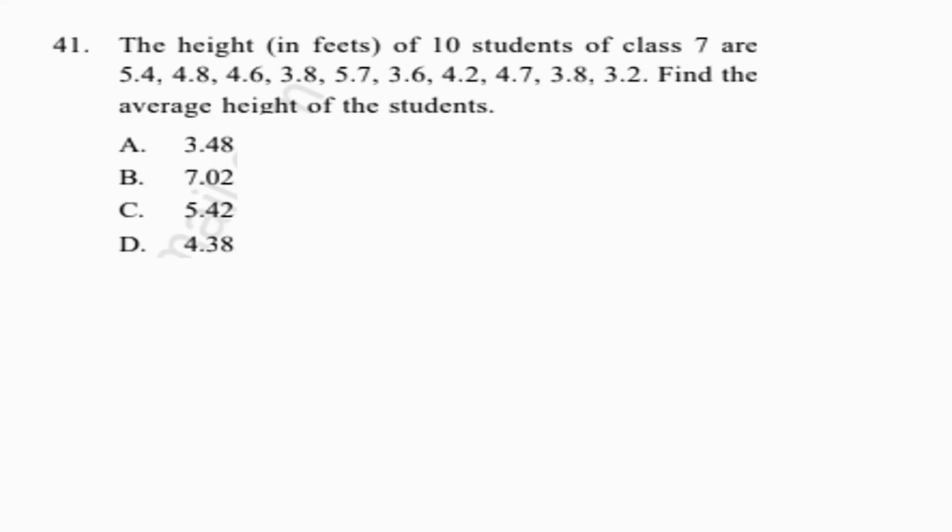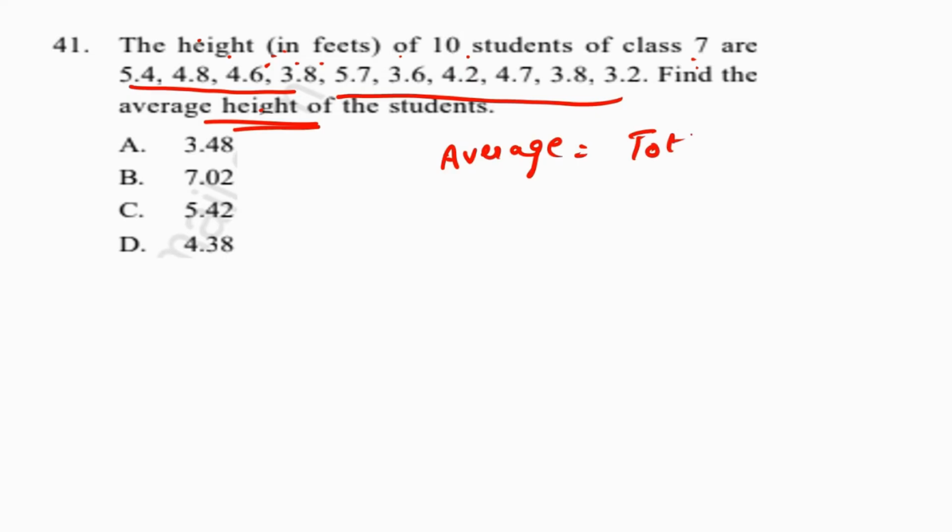Next, question number 41 is a question from data handling, a statistics question. The heights in feet of 10 students are given over here. These are the numbers. Find the average height. So the average is found by the total divided by the quantity, the total of the given numbers by the quantity.